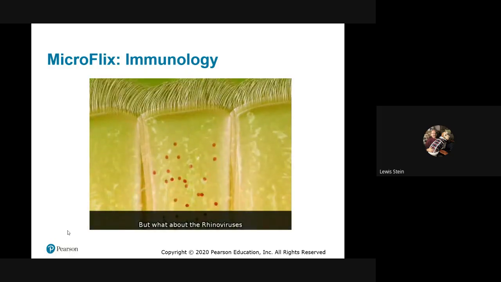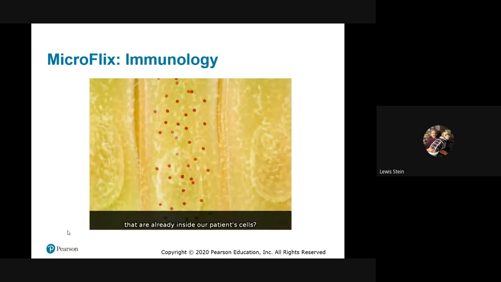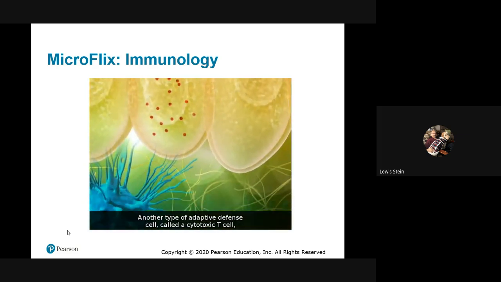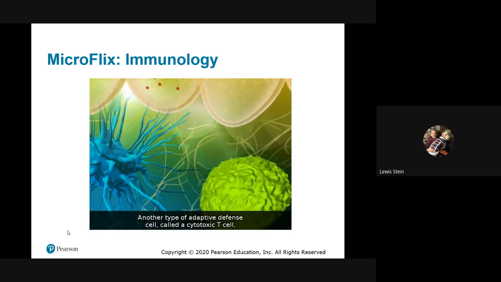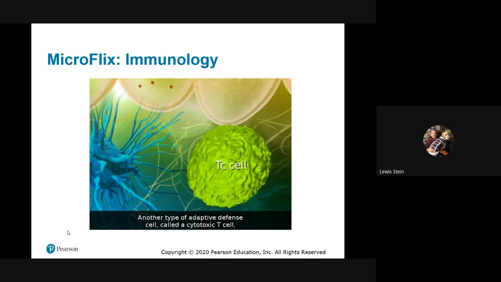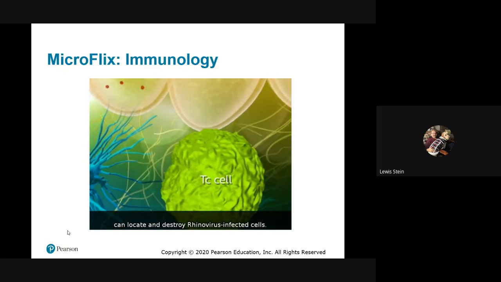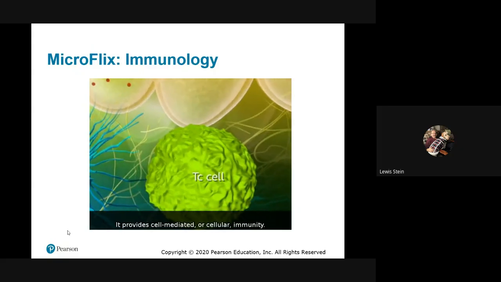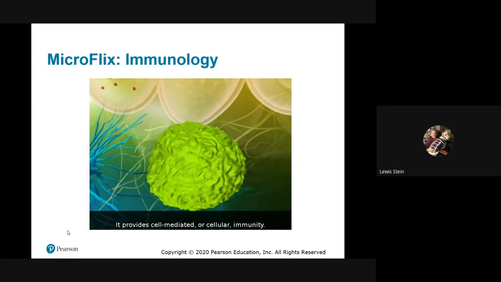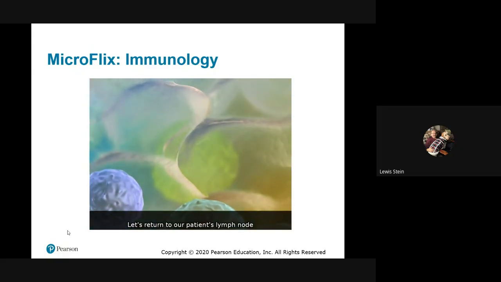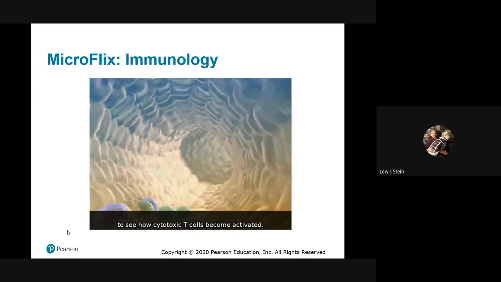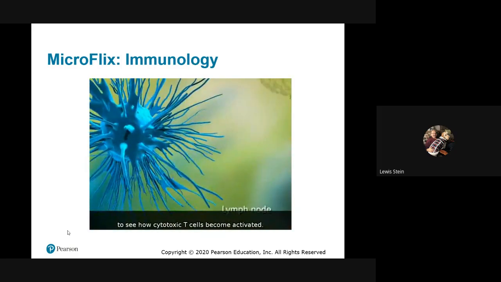But what about the rhinoviruses that are already inside our patient's cells? Another type of adaptive defense cell, called a cytotoxic T cell, can locate and destroy rhinovirus-infected cells. It provides cell-mediated or cellular immunity. Let's return to our patient's lymph node to see how cytotoxic T cells become activated.